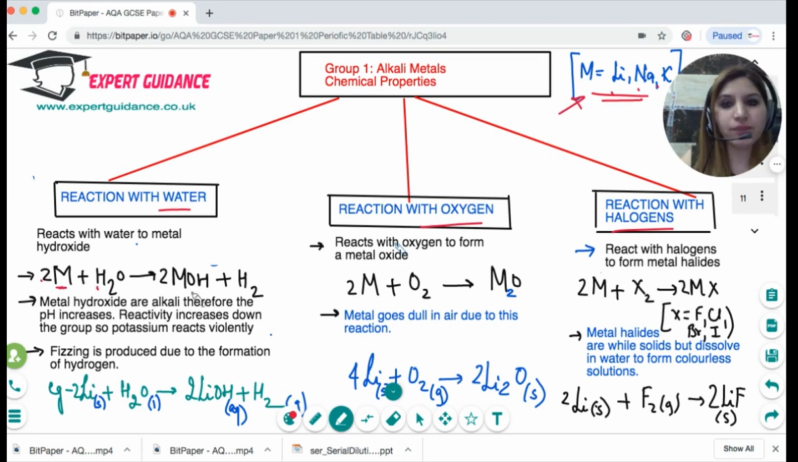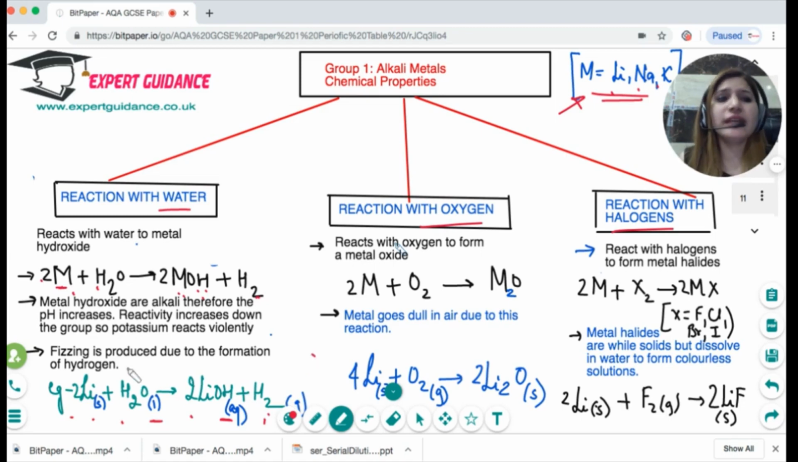So whenever any metal, that is M, a group 1 metal, that is lithium, sodium, and potassium, reacts with water, it forms metal hydroxide. MOH is the formula, plus hydrogen. So if I take lithium, lithium with water forms LiOH plus hydrogen. Remember, lithium is a solid, water is a liquid, lithium hydroxide is aqueous, and hydrogen is a gas.